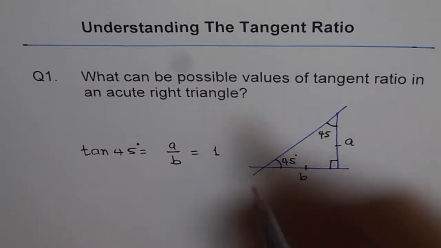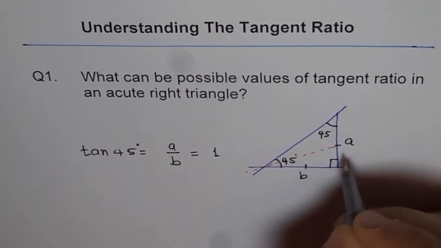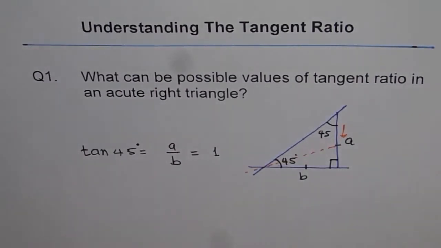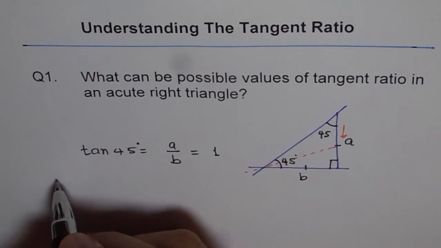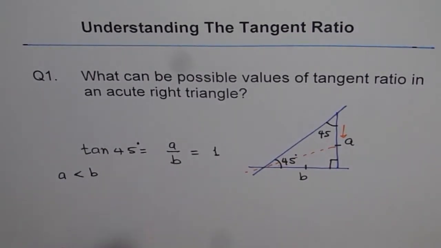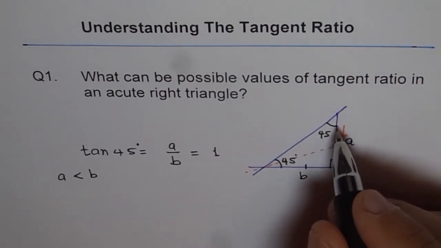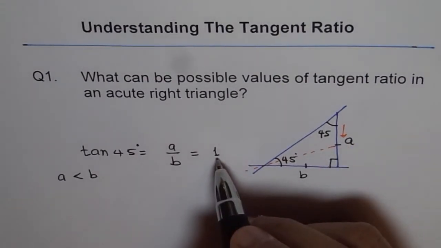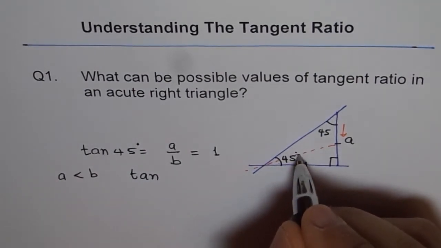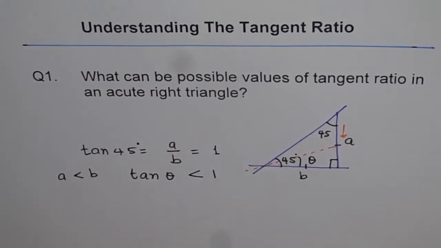Now let's consider a triangle where the angle is less than 45 degrees. Let's say like this, correct? Now what happens to A? The value of A decreases, correct? So as the angle decreases, we have A less than B, then what happens? The angle decreases, right? As it decreases, the value becomes less than 1, right? So we have tan, let's call that angle theta. So we have tan of theta, which will be less than 1, correct?